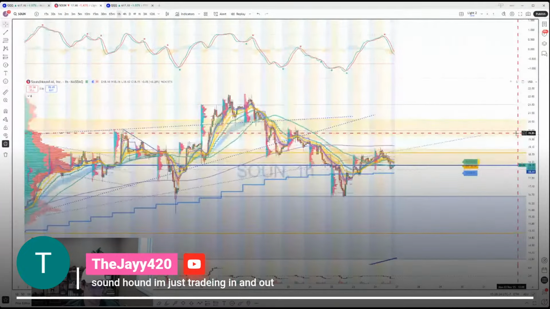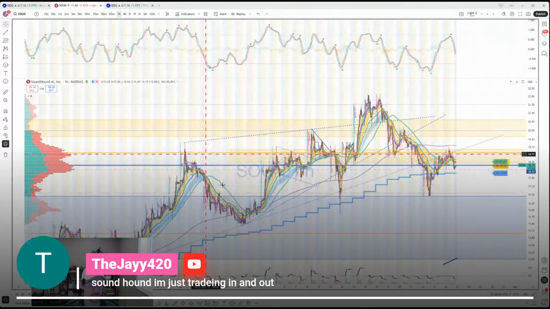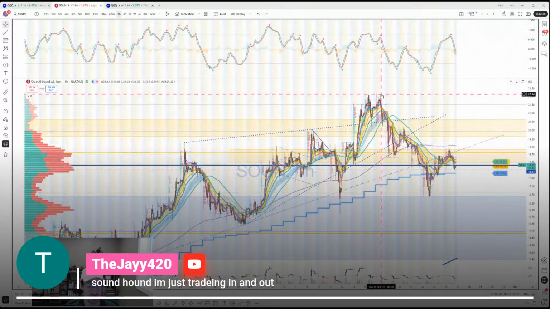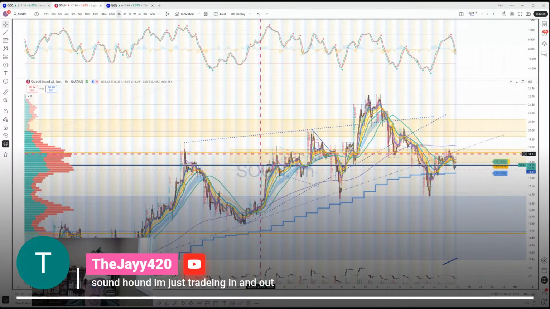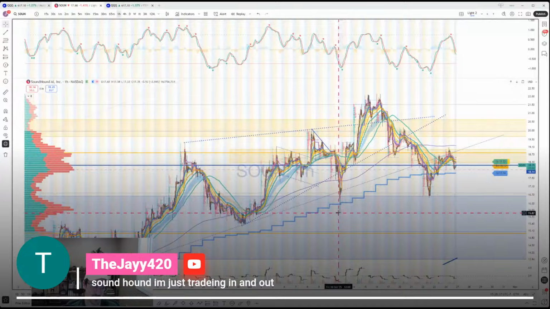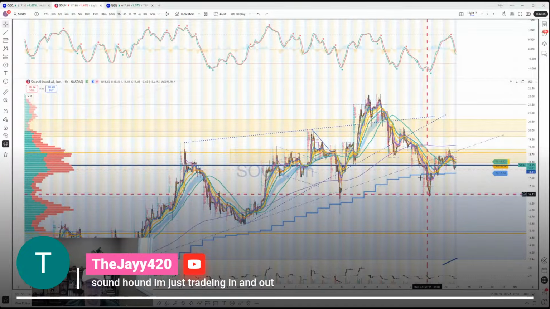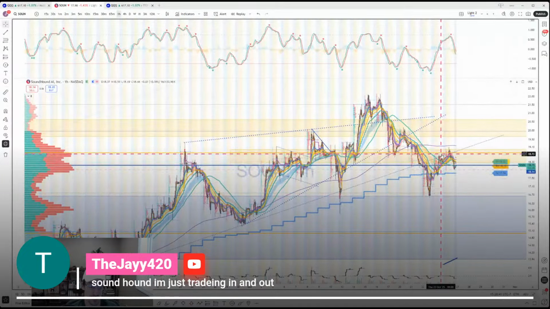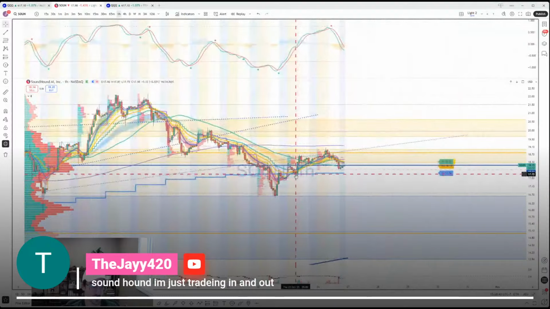Now what are we doing? Tried to break out of the big cup and handle. It wasn't ready. That's fine. Come back, test this. Popped. Still sellers here. Wasn't ready. Needs to come down deeper. Needs to hold this low. Needs to renegotiate this zone. It does. It finds buyers. Off to the races.